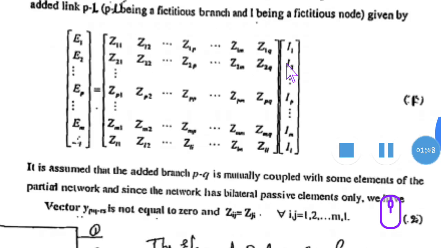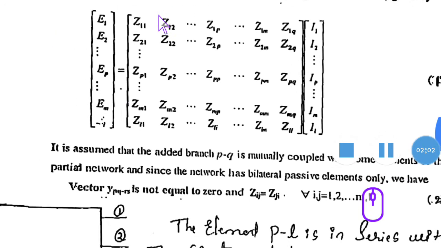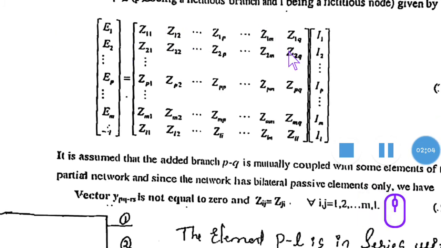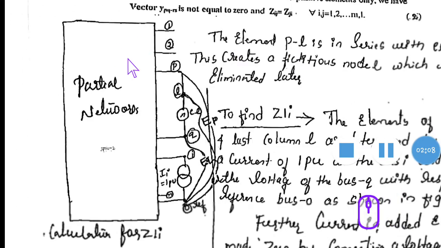I am taking a matrix here, E equals Z bus into I bus, with E1, E2 up to EL, where EL is small, and this is the matrix Z, and this is the current vector. Now I will write all these equations: E1 is equal to Z11 I1, like that, up to ZLi. This is the diagram we are taking for addition of link. While doing addition of link, P and Q are nodes belonging to the partial network, but here the L node is added in between P and Q. The fictitious node L is created first, and afterwards that has to be deleted.